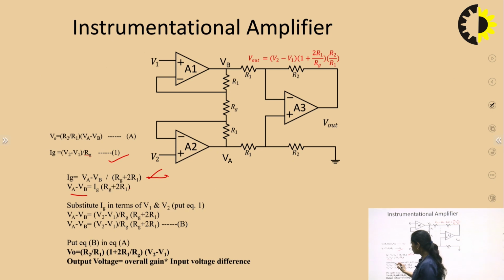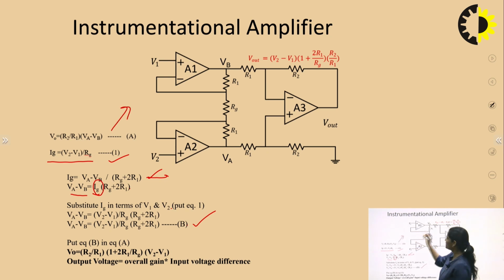Now, substitute Ig in terms of V1 minus V2. Ig is equal to V2 minus V1 upon Rg. So, put this equation here in place of Ig. So, Va minus Vb is equal to V2 minus V1 upon Rg in bracket Rg plus 2R1. Now, here Va minus Vb is equal to V2 minus V1 upon Rg 2R1. This is equation B. Now, put this in equation A. This is your main equation for this circuit diagram.